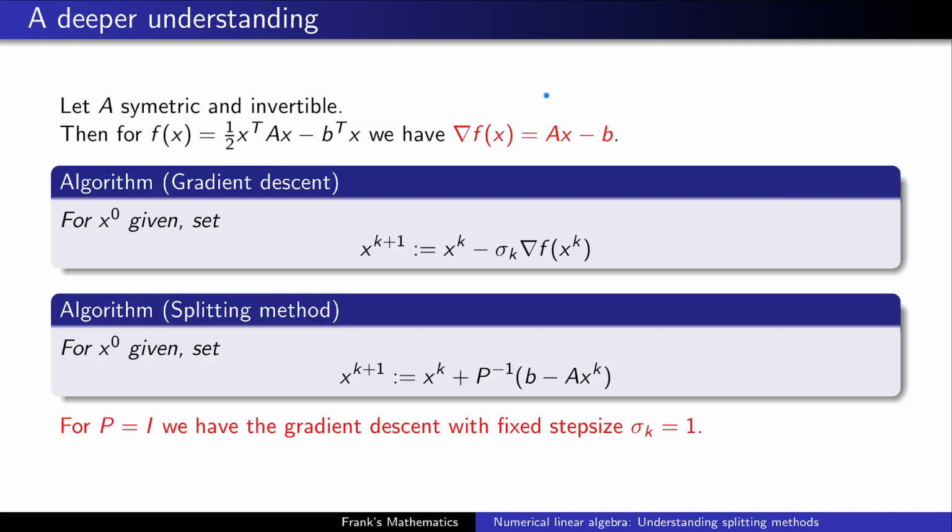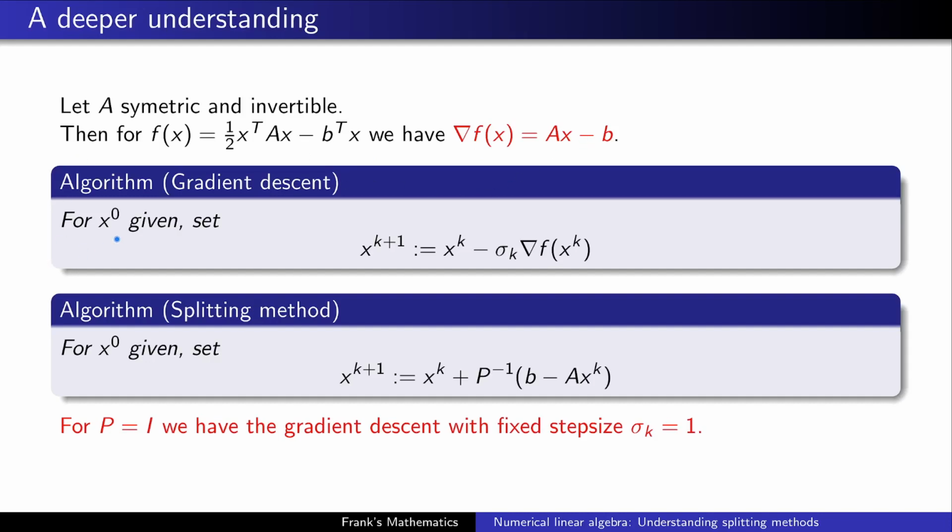I already mentioned that we need a gradient descent. So why do we need a gradient descent? This is quite easy to see. So let's hop into the gradient descent. As already known, the gradient of this function f here is Ax minus b. And the general gradient descent looks like this.